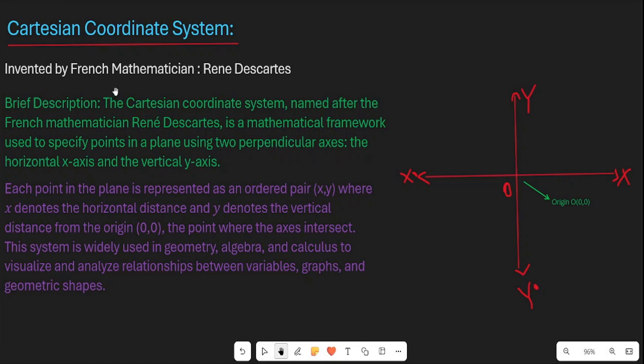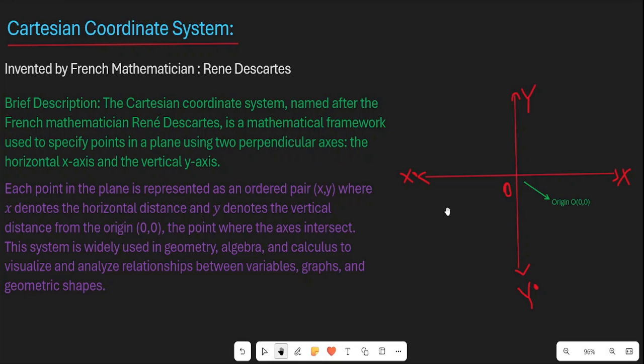In this session, we will learn about the Cartesian coordinate system. The Cartesian coordinate system, named after the French mathematician Rene Descartes, is a mathematical framework used to specify points in a plane using two perpendicular axes, the horizontal x-axis and the vertical y-axis. Each point in the plane is represented as an ordered pair (x, y), where x denotes the horizontal distance and y denotes the vertical distance from the origin (0, 0), the point where the axes intersect.